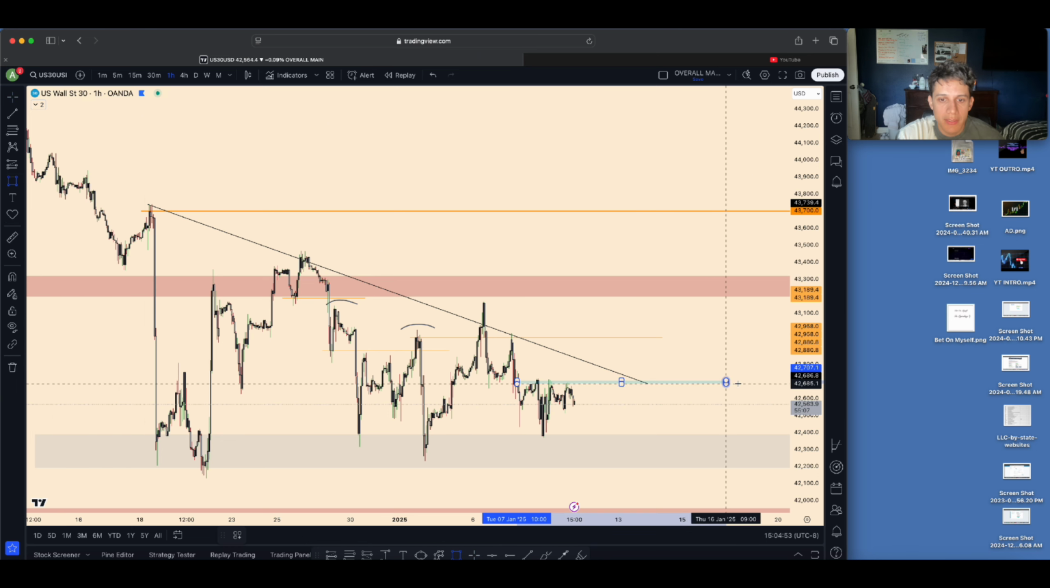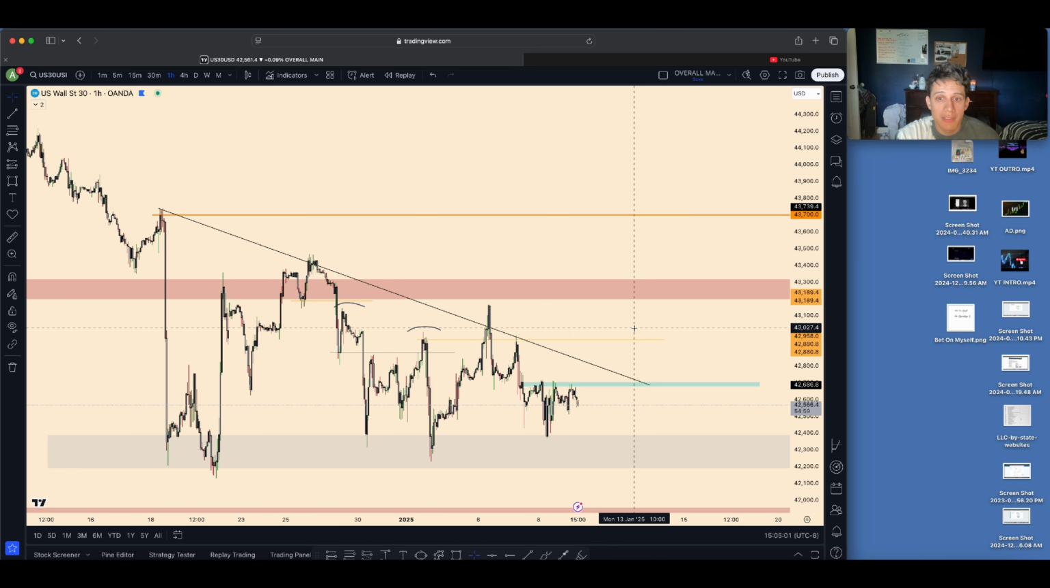So once we get above even like 43K, then we have a lot cleaner traffic to then push to like 43,300, 43,400, and potentially hit 43,700, because that is our last lower high point that was formed here before we had this major sell-off.